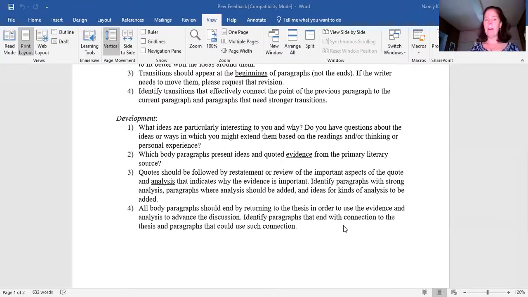And you might think about, is the quote paraphrased? Is there some close reading of wording? Is there some exploration of interpretation? And then the ends of paragraphs should wrap around to the thesis. So that's another piece of development that you could say, right, you got good evidence, you've got good analysis. Can you connect the end of this paragraph back to the thesis?